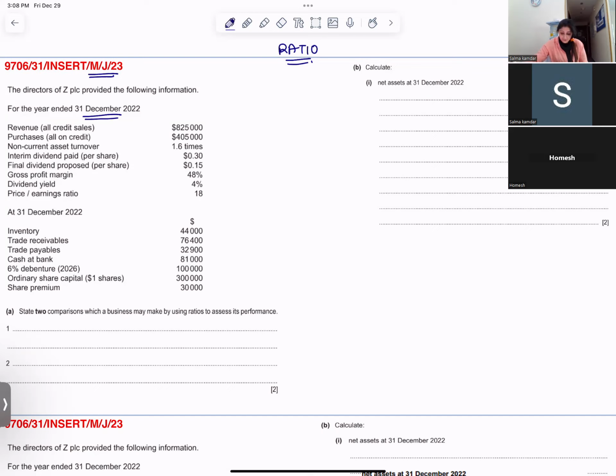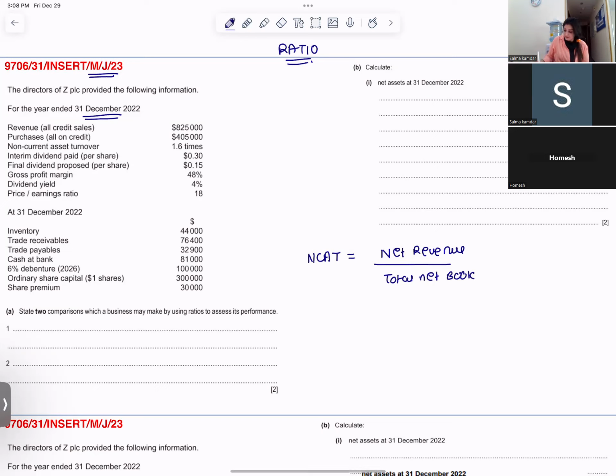I have revenue. I have purchases. All revenue is credit. All purchases is credit. You have non-current assets turnover. Can you give me the formula for non-current asset turnover? It is revenue by total net book value of non-current liability. So it is net revenue by total net book value.